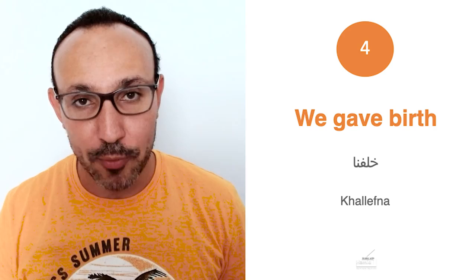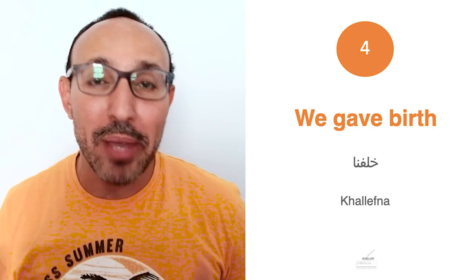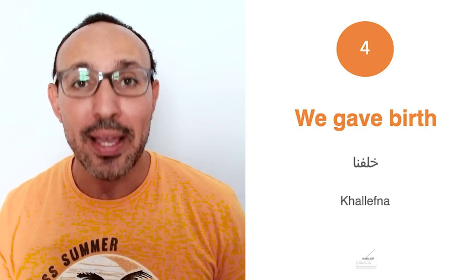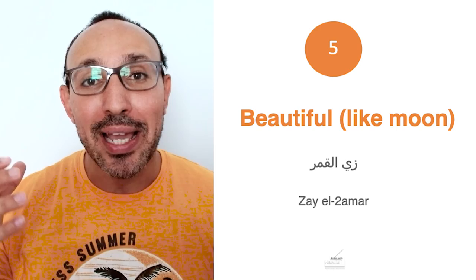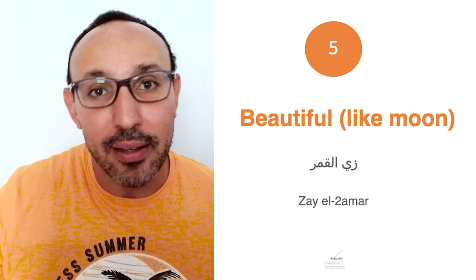So خلفنا, خلفنا. And also here ولد وبنت, a boy and a girl as you know, and wa is and, so okay, خلفنا ولد وبنت زي القمر. And زي القمر here is very important because we say زي القمر in Egypt to give an indication that he or she are very beautiful. So it's resembling the moon, okay? زي like القمر the moon, okay?